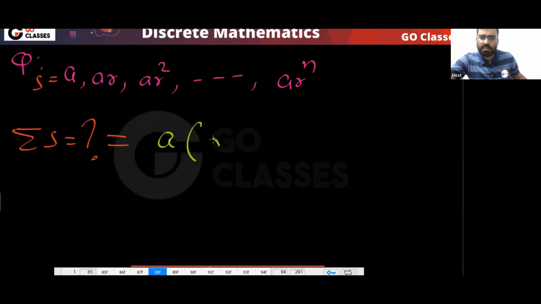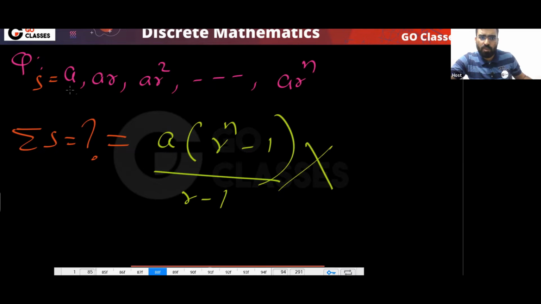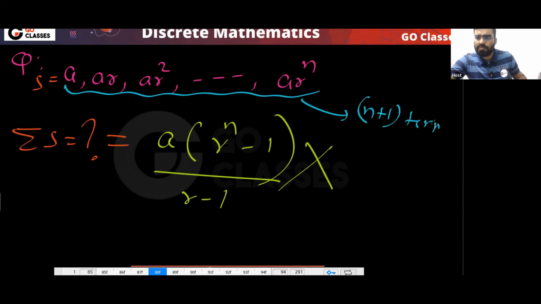Is this correct? Just tell me this point. This is not correct, because how many terms do we have? We have n plus 1 terms here, because it is starting from 0. From 0 to n, we have n plus 1 terms in total.